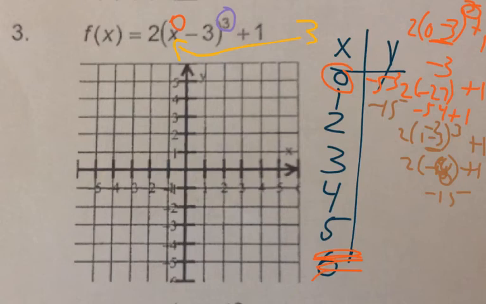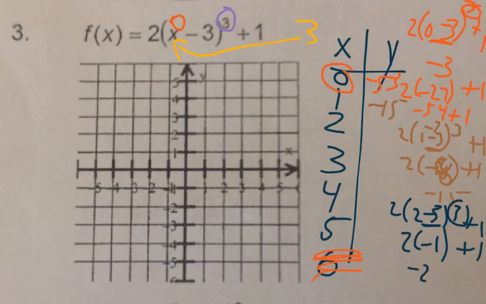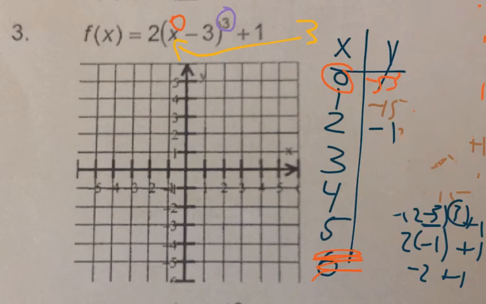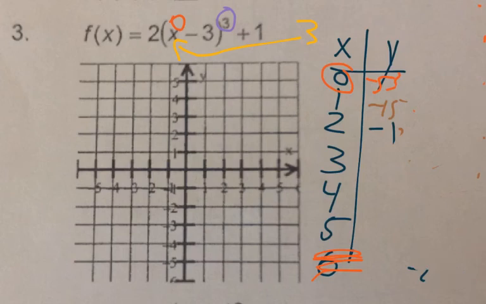Let's plug in the 2 here. I know 2 minus 3 is negative 1. When I cube negative 1, I still get negative 1. So 2 times negative 1 is negative 2, plus 1 is negative 1. Now guys, pause the video because I'm going to have to do a little cleanup here. Okay, hopefully you paused the video and my work is legible enough.